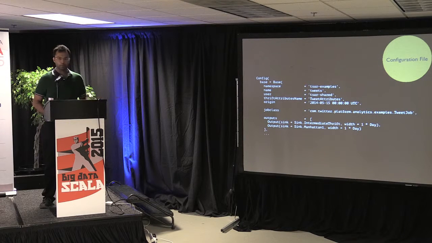And then in the outputs block is where you specify what granularity you want to aggregate on. So I want to aggregate and write data out into Manhattan at, say, hourly granularity, which is why I specify sync.Manhattan and a width of, say, 1 day, or daily granularity in this case. So I'm producing daily aggregates in this case. So that's all the information that the user needs to provide.